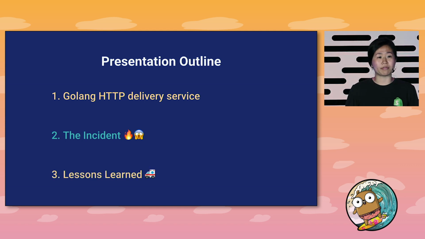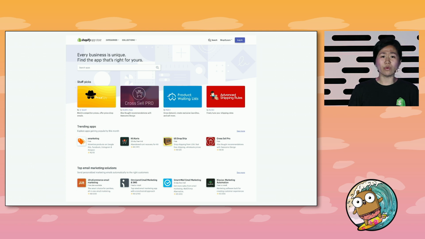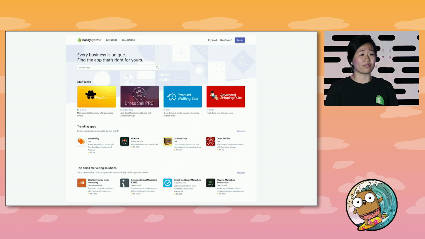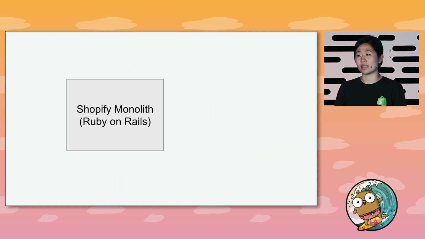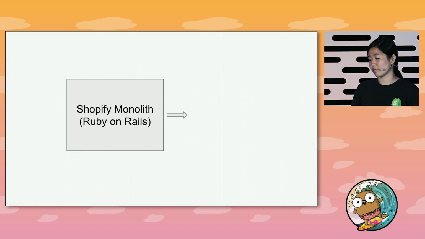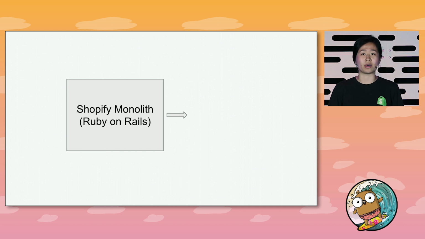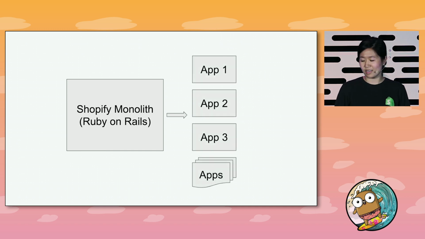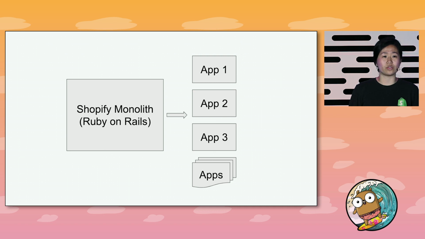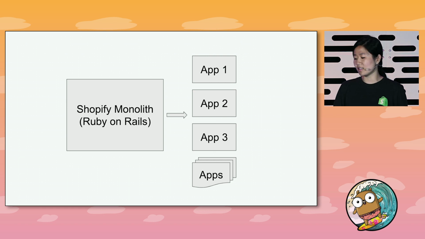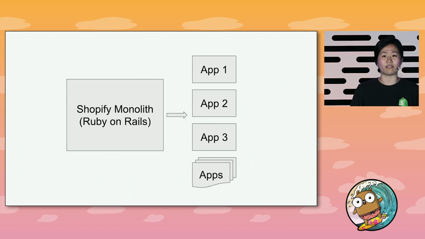At Shopify, we have a pretty big app store, and we send HTTP requests to those apps. This is a very, very simplified architectural diagram of how we send the HTTP requests. So we have the Shopify monolith, which is written in Ruby on Rails, and we send the HTTP request to the downstream app. Simple. Sometime last year, we decided to use Go for our HTTP delivery service in order to better utilize its concurrency.